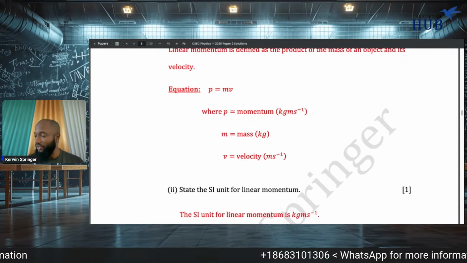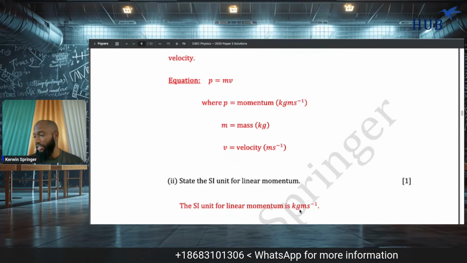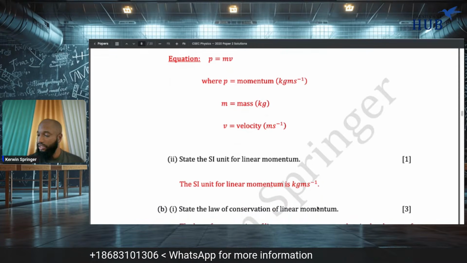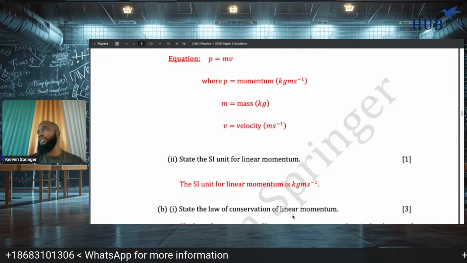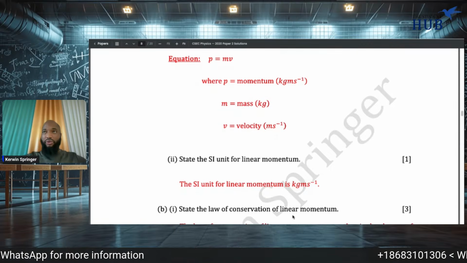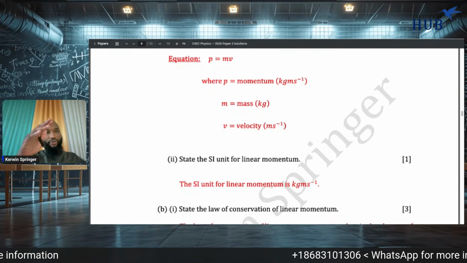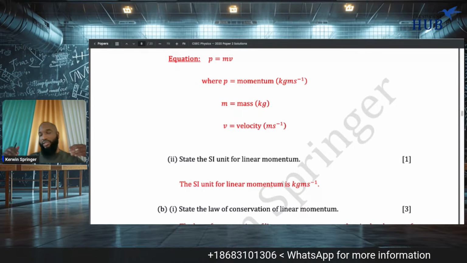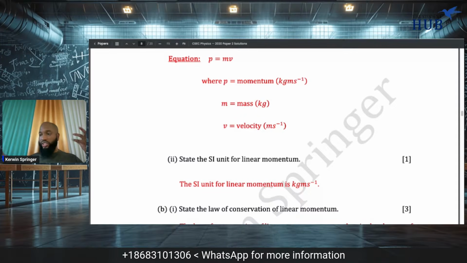State the SI unit for linear momentum. Well, we already established that, kilogram meters per second. State the law of conservation of linear momentum. So this will be the usual flow of the questions in the exam. If they give you the definition, they give you the units, they want to know the conservation of momentum.